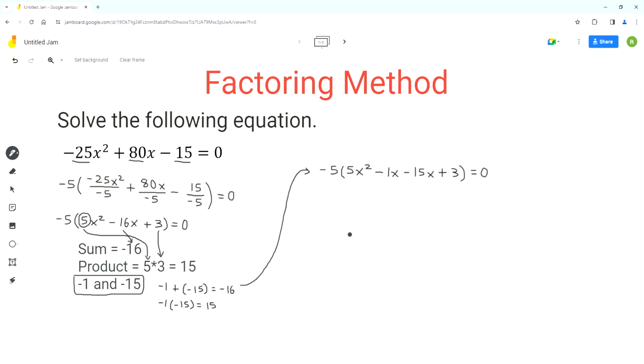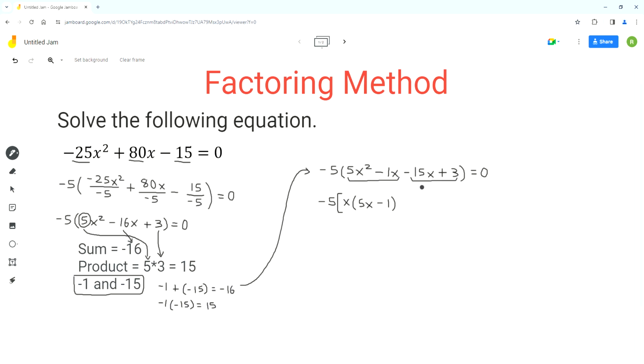Now we have to use the grouping method. In the grouping method, we pair up the first two terms and we pair up the last two terms. So we do common factoring from each pair. Now to make it easy, I'll use the brackets here. From the first pair, we can factor out an x. And now in the parentheses, we are left with 5x minus 1, because we took out 1x from both terms.